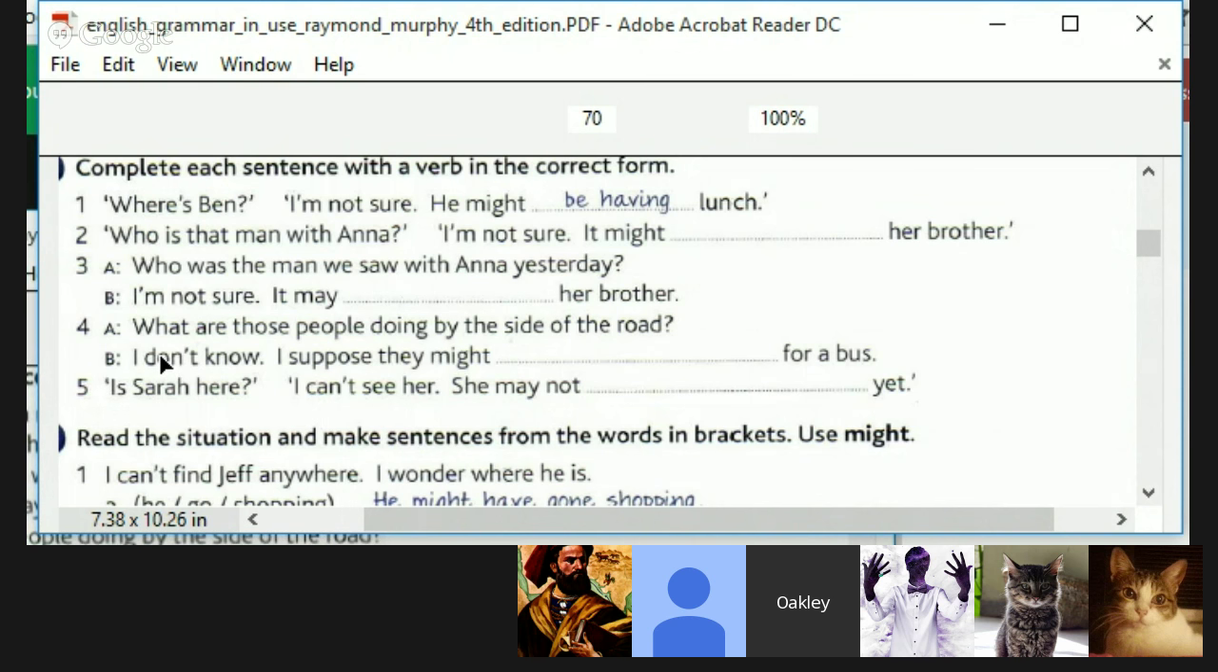What are those people doing by the side of the road? I don't know. I suppose they might be waiting for a bus. There you go. Waiting is definitely commonly a continuous or progressive verb, and yeah, okay. So no problem making that using the ing form there. Yep, perfect. You got it. Salvatore, number 5.